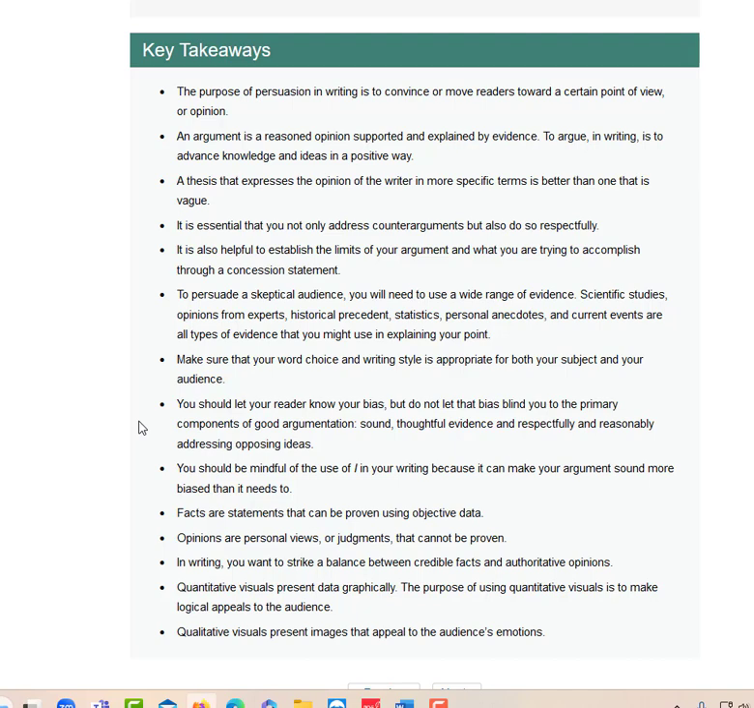Facts are statements that can be proven using objective data. Opinions are personal views that cannot be proven. In writing, you want to strike a balance between credible facts and authoritative opinions. Quantitative visuals present data graphically. Qualitative visuals present images that appeal to the audience's emotion.